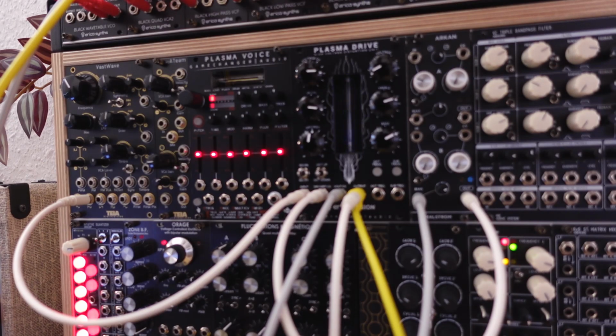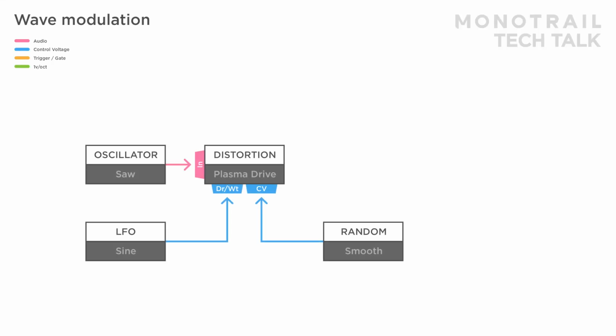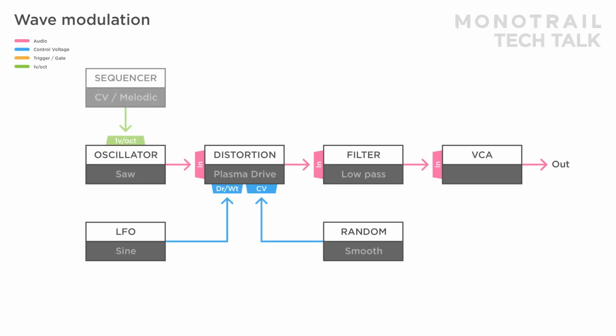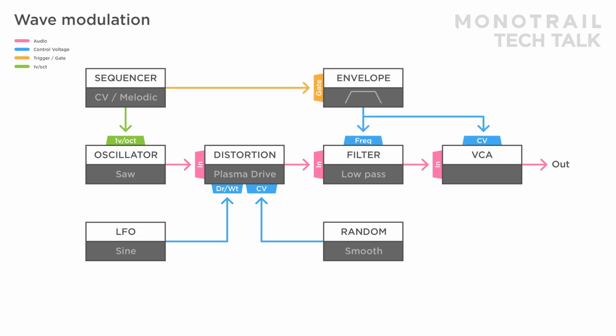I want to give some dry audio examples so you can hear the interesting texture and grit created by the module. But let's expand the setup with a simple low-pass filter and VCA, and add a sequencer and gated envelope modulating the filter to create a classic melodic voice. Here the distortion is still effectively used as a complex wave shaper, adding a lot of detail to the voice.